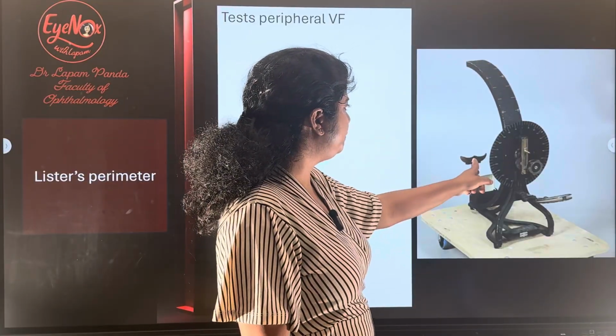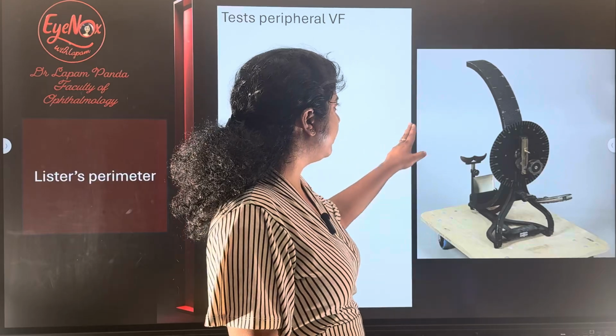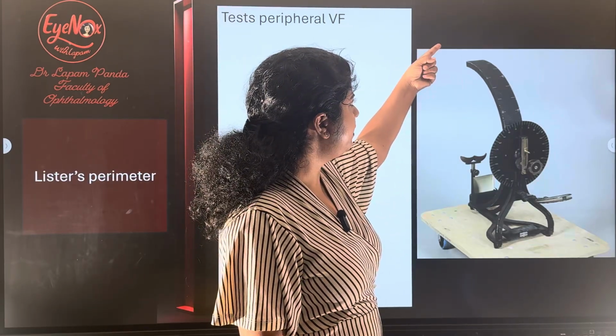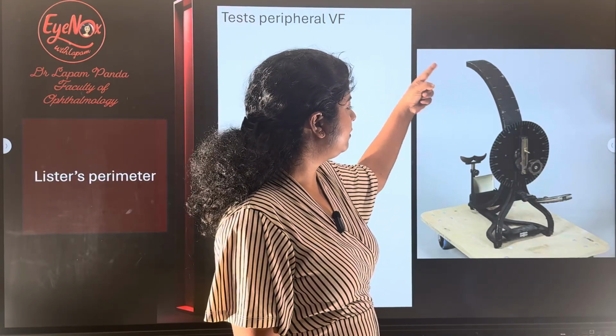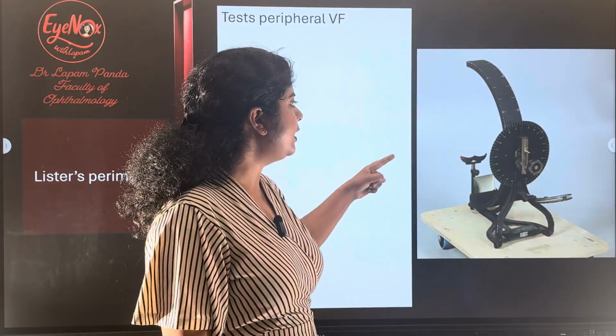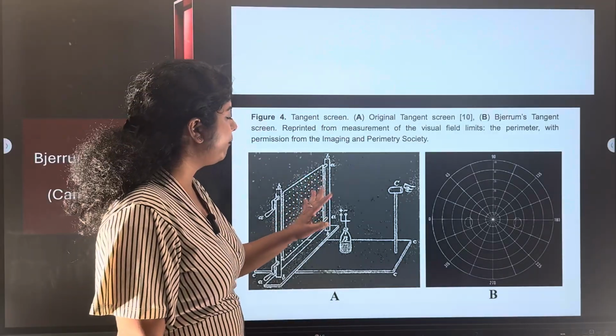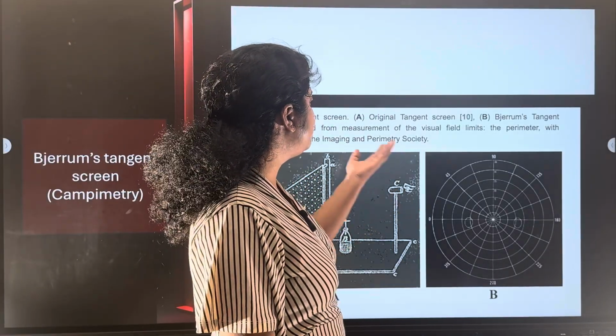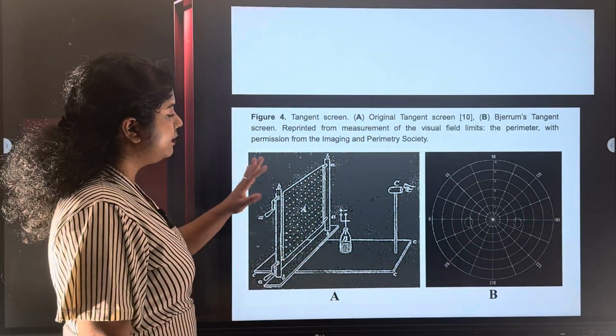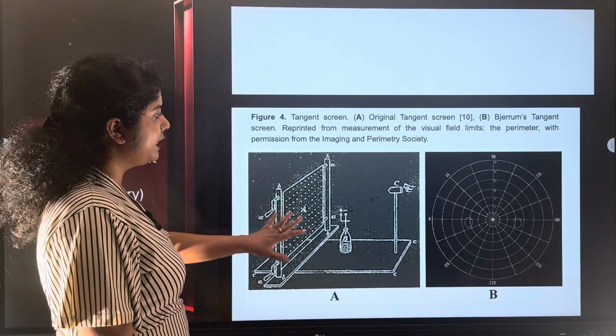where the patient is asked to put the chin here and this will be rotated and an object will be brought from the periphery to the center, and in each field it will be checked how much the patient can see. This is how Lister's perimetry is done. And then the fourth kind is your Jerem tangent screen, and in the Jerem tangent screen, the screen looks something like this.